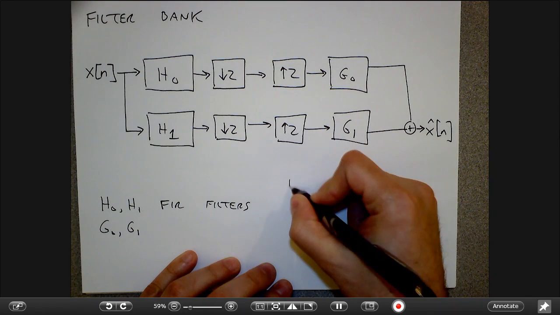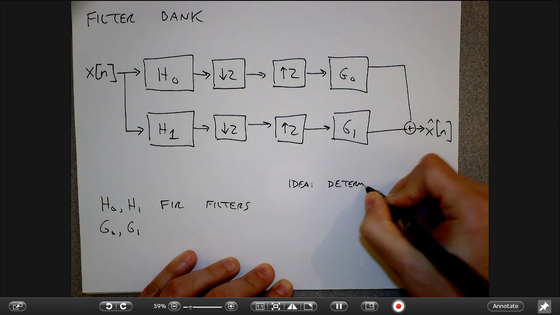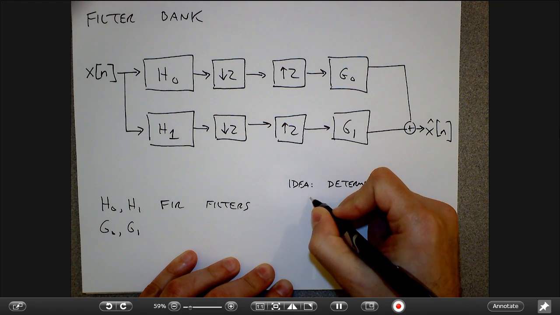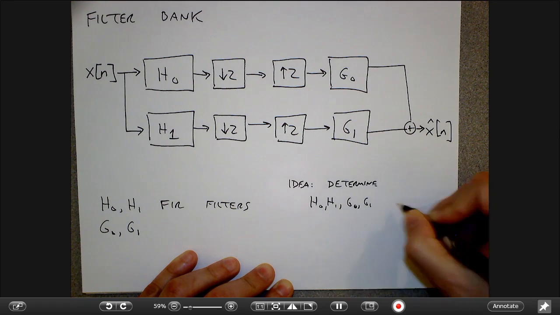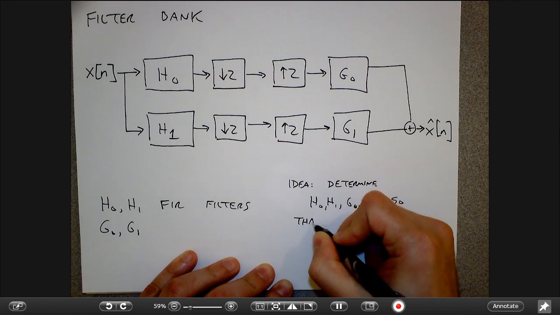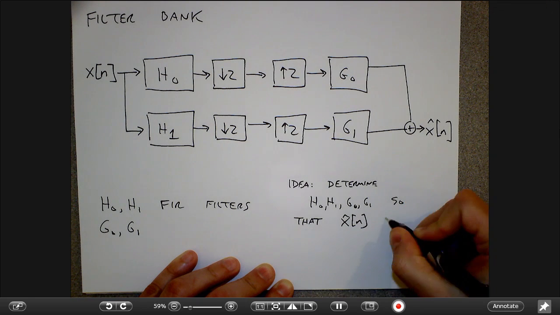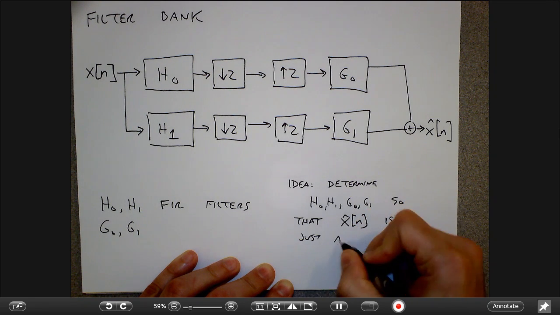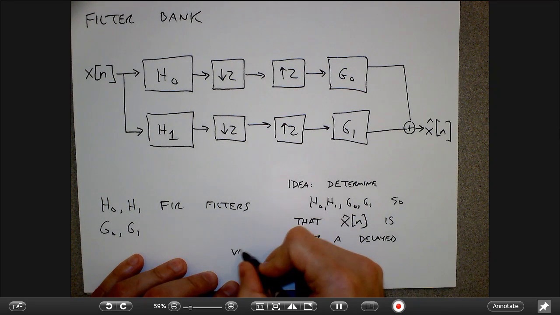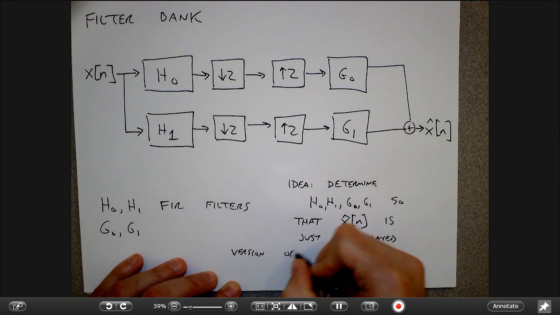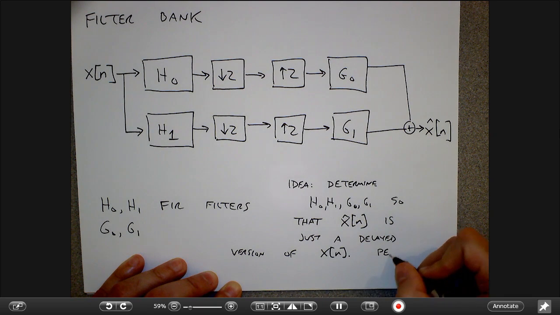So the idea is to determine these filters so that this thing is just a delayed version of the original input. And this is called a perfect reconstruction filter bank.